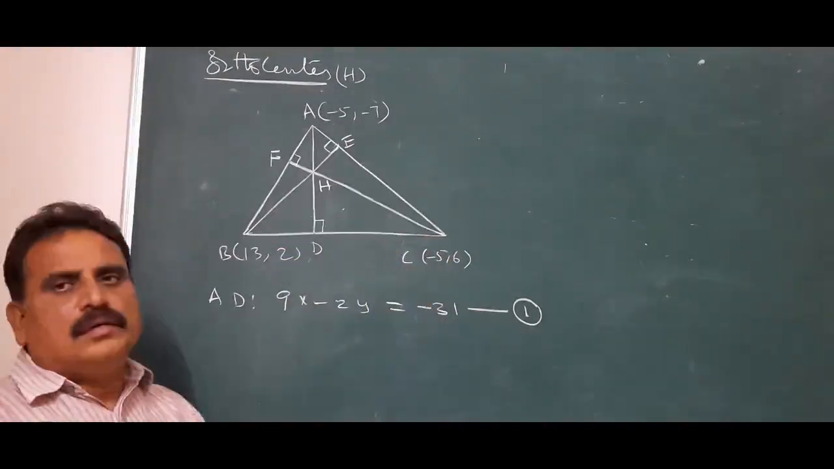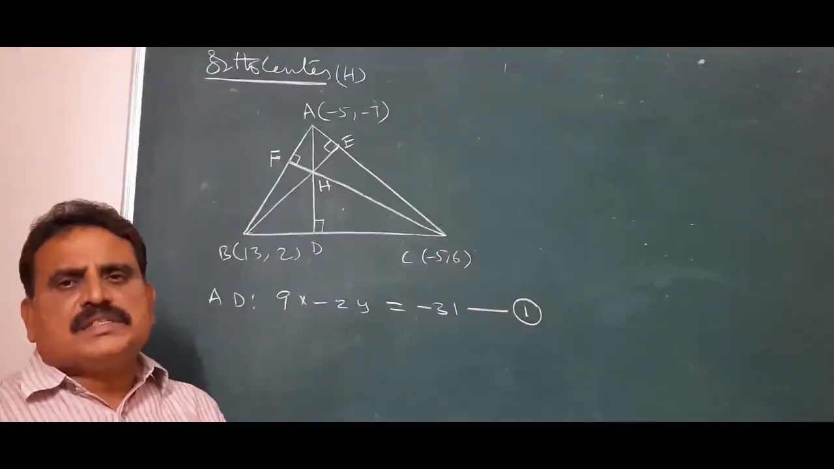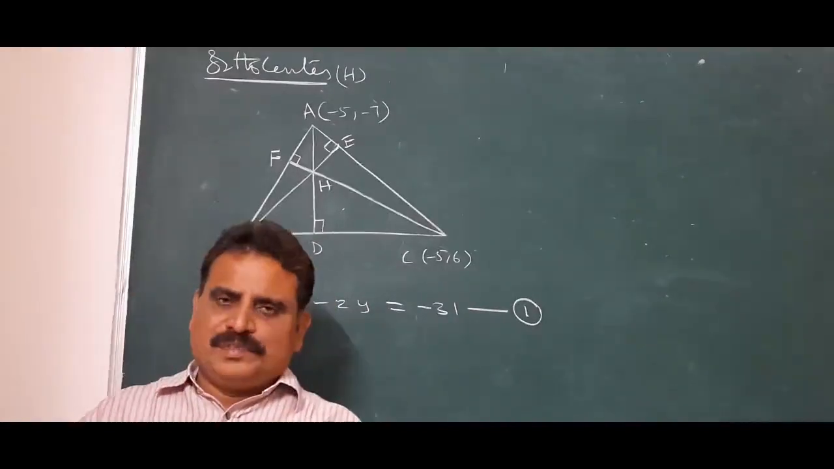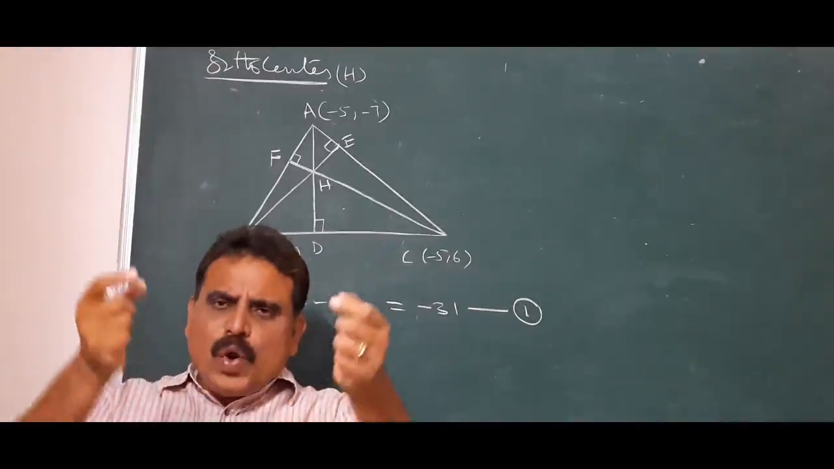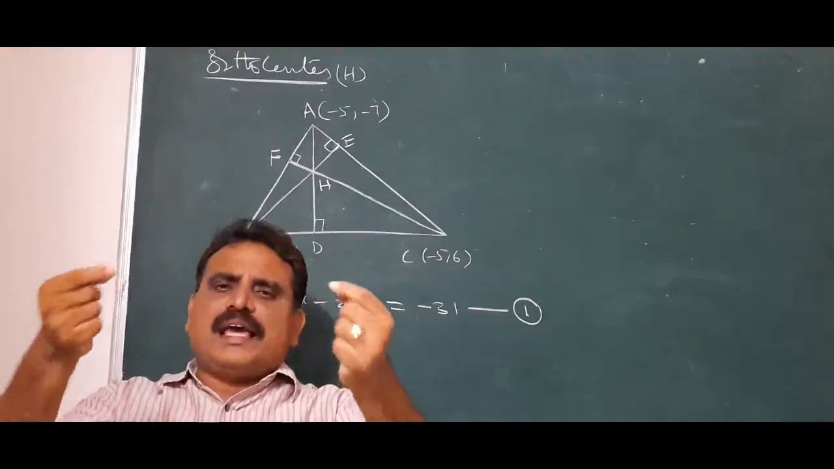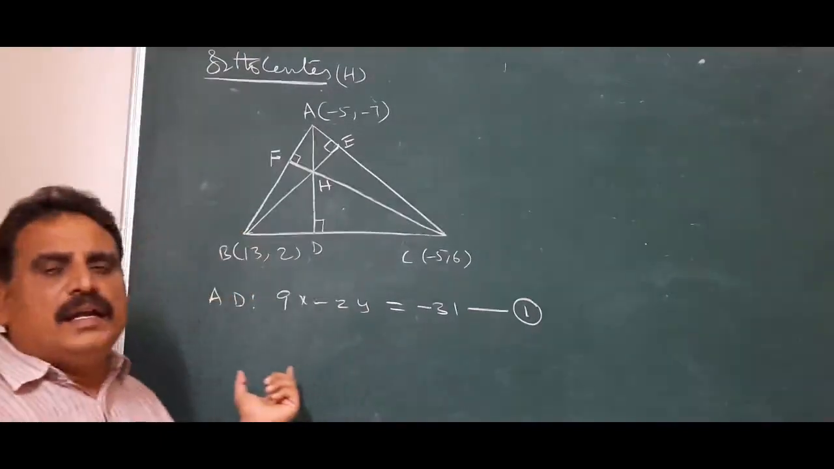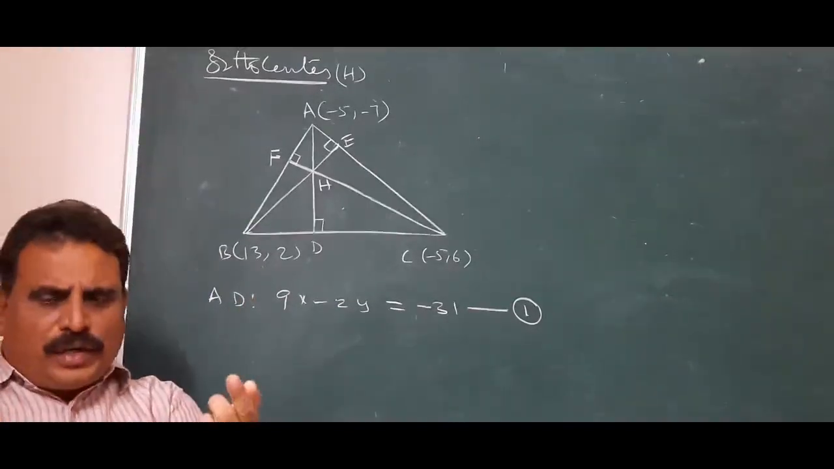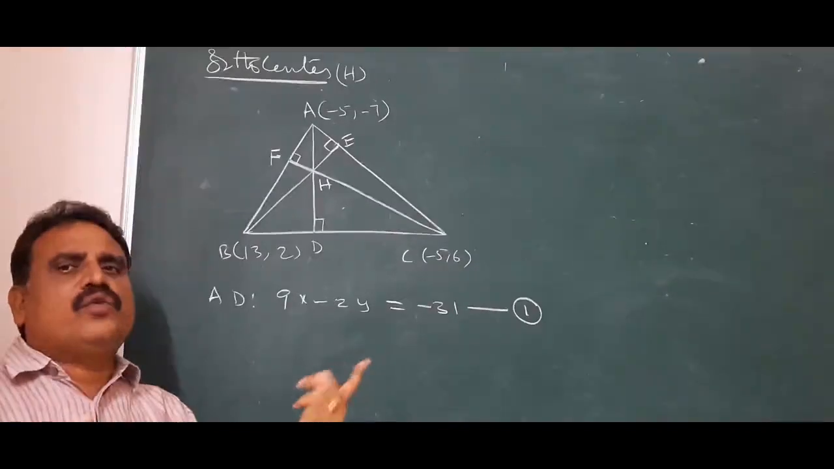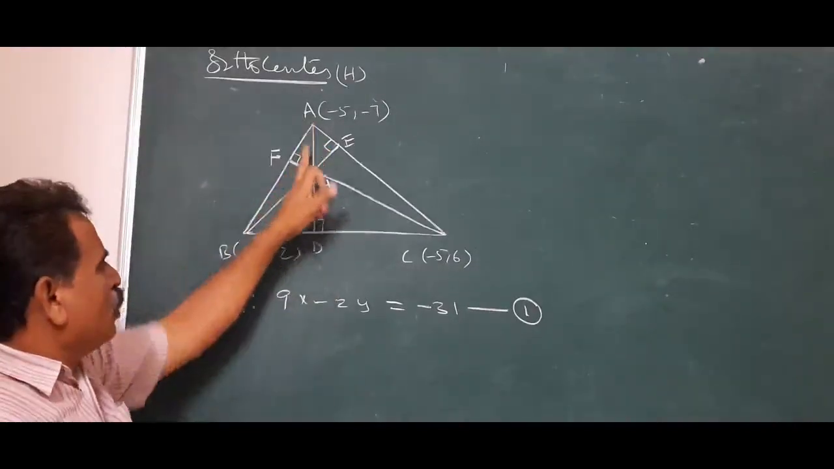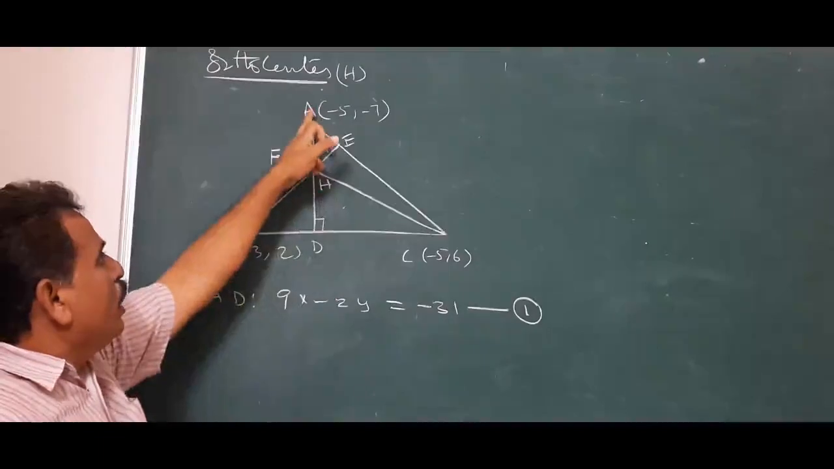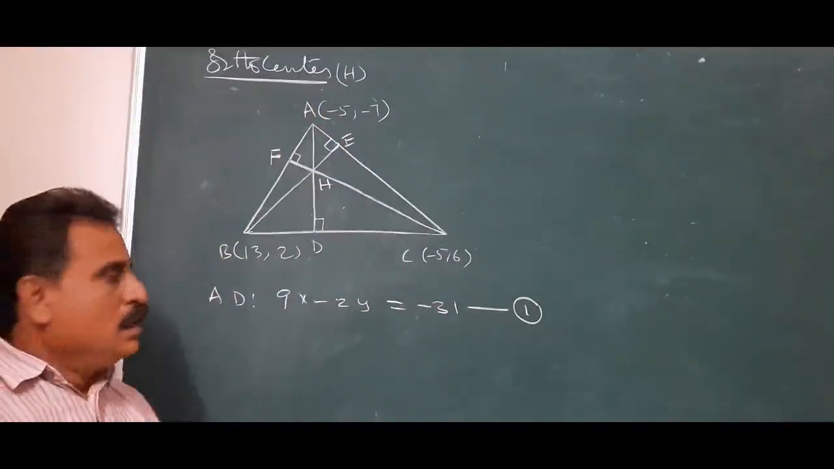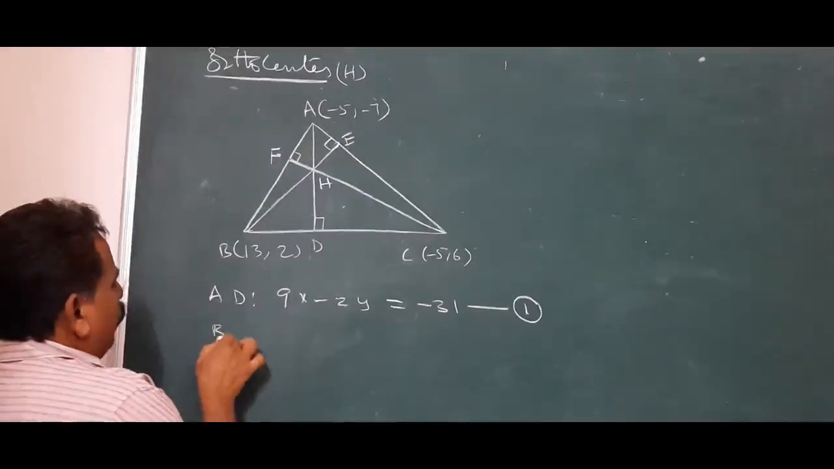Y coordinates 2 minus 6, minus 4. 18 and minus 4, ratio 9 to minus 2. You have to take these values as x and y coefficients. So 9 is to minus 2, that is nothing but 9x minus 2y. Directly you take the ratio as x and y coefficients. This line passes through A. That's why you substitute the point A in this. We get the constant. Now, how to find BE?